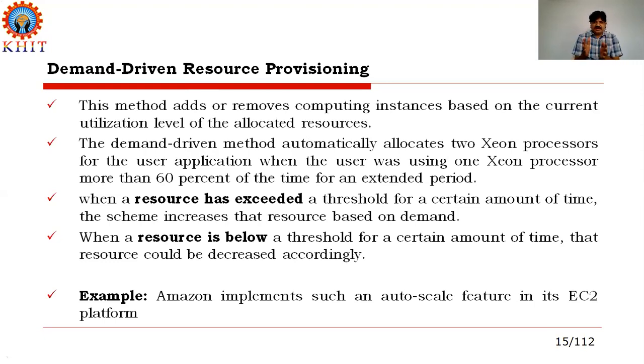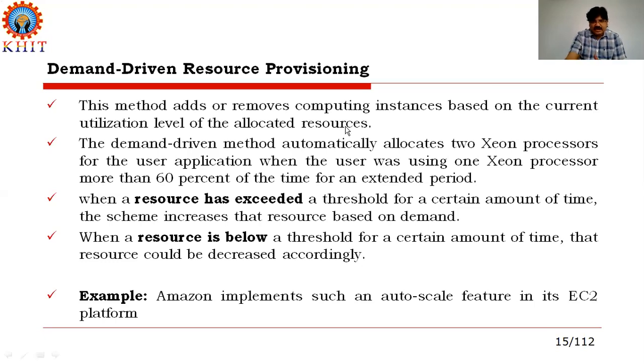Basically, the virtual machine is running with one processor. If the processor is a Xeon processor and the virtual machine reaches 60 percent of its processing time, then it will send one request to the cloud service provider to add one more processor. There is a huge demand, so it will send one signal, and then we need to add one more processor to the existing one.